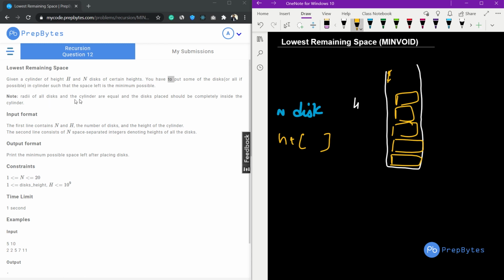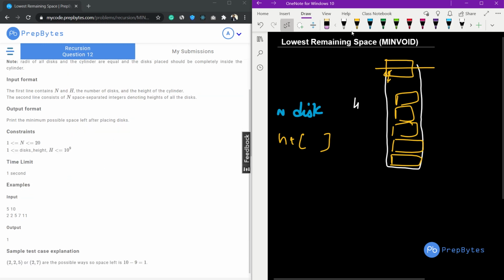Now the radii of all the disks and the cylinder are equal, and the disk should be completely inside the cylinder. So there should not be something like this. It should be completely inside the cylinder, not outside it. We need to find the minimum possible space after placing the disks.